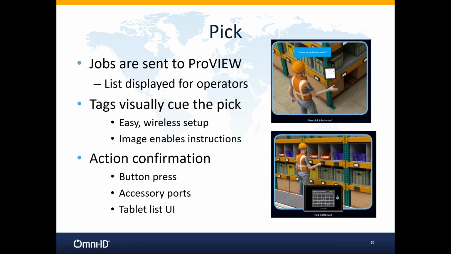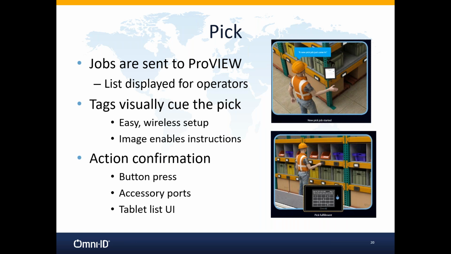And so instructions can be displayed, not just pick me. It can say pick me and put me here, or pick 4 of me. And that's really important. The other thing that's important is the action confirmation. We support a button press so that the worker can press to close off the pick, say, yes, I picked the part. It's very common to have our worker pick it and slap the button on his way by to say, I picked it. The accessory port I mentioned on the back is really important here.